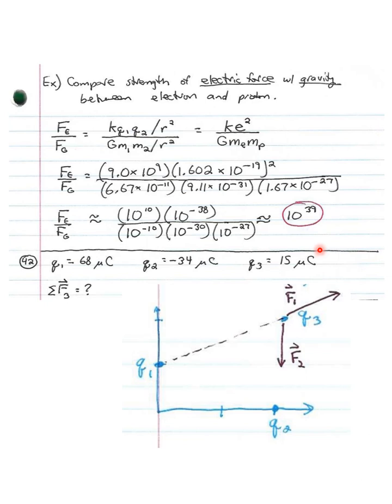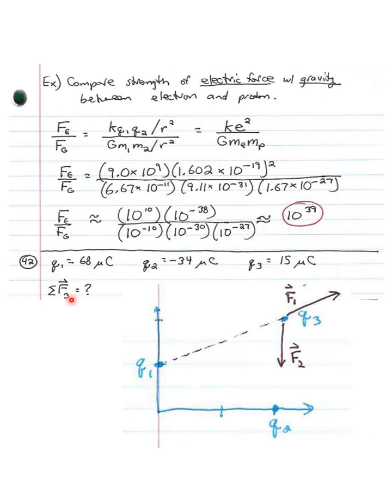Let's look at a two-dimensional example in the back of the chapter. This is number 42, and we'll see how we can do this when there's two-dimensional vectors going on. Number 42 says in the figure, and you can see I've drawn the figure with the charges and the relevant forces, Q1 is 68 microcoulombs, Q2 is negative 34 microcoulombs, and Q3 is 15 microcoulombs. Find the electric force on Q3.